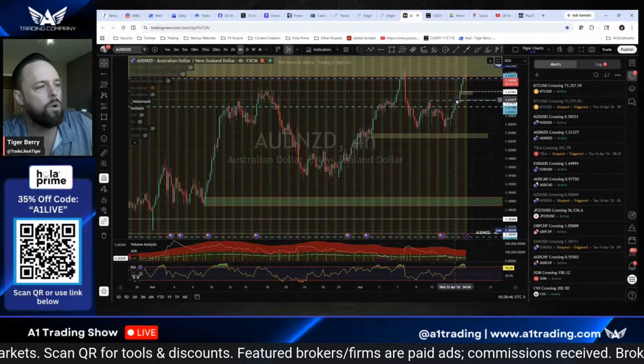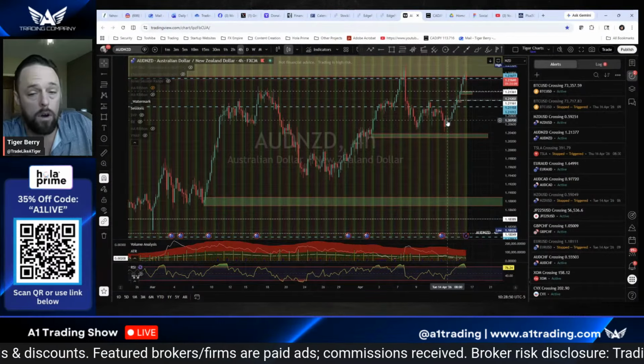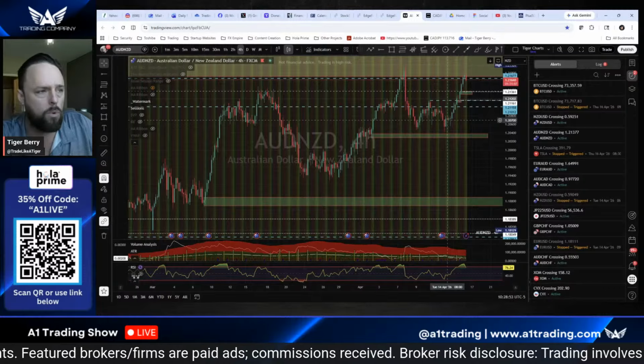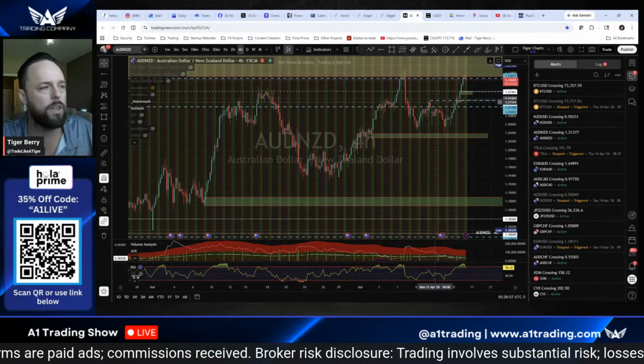So when we broke this structure, that made me feel okay with taking advantage of the strong EdgeFinder signal, number one, but also this break of structure retracement right on that structure point.